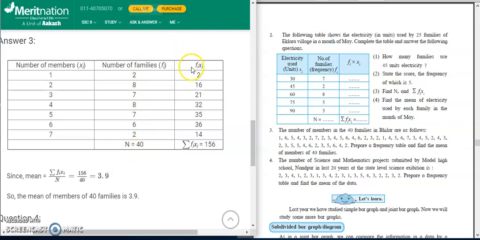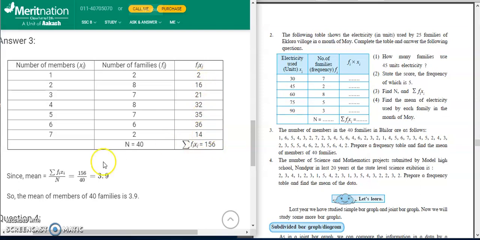According to our formula, we need Fi into Xi. So 1 multiplied by 2 is 2. 2 multiplied by 8 is 16. 3 multiplied by 7 is 21. 4 8s are 32. 5 7s are 35. 6 6s are 36. 7 2s are 14. Summation of all these numbers, that is summation of Fi into Xi, equals 156. Total of all these numbers.